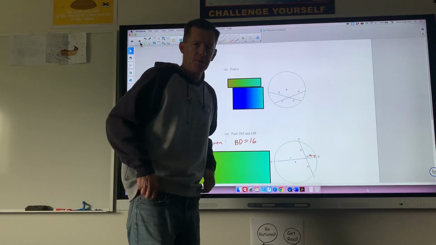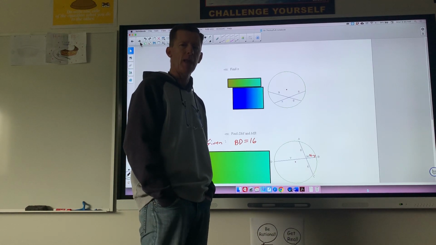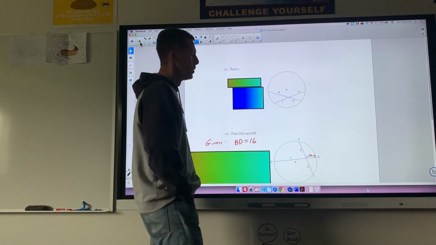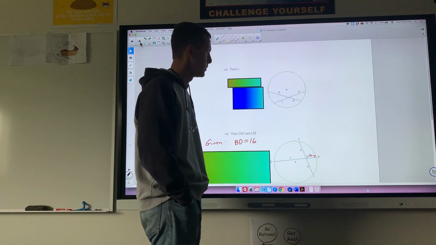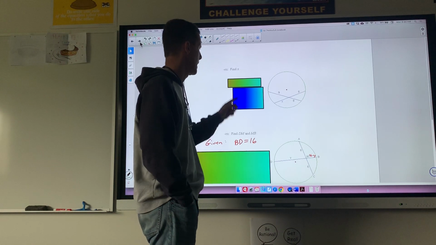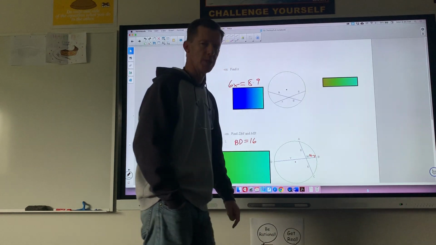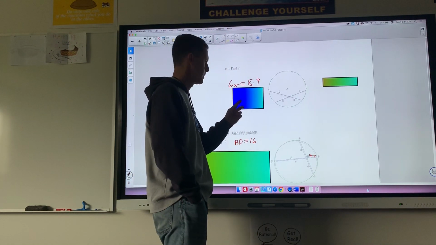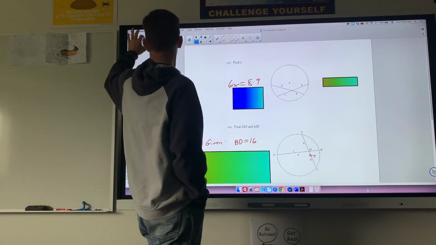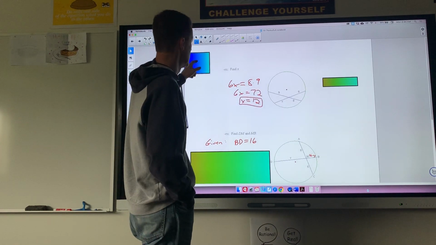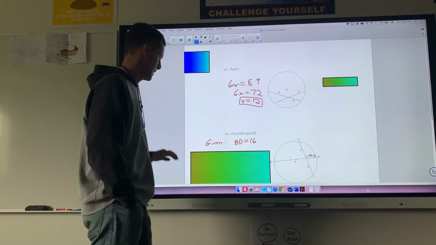Okay, so let's practice. Try this one on your own. All right, and I'm back. This is going to use the second of the two theorems. So we're going to basically say that 6 times x equals 8 times 9. So 6x equals 72, which means x is equal to 12. Okay.